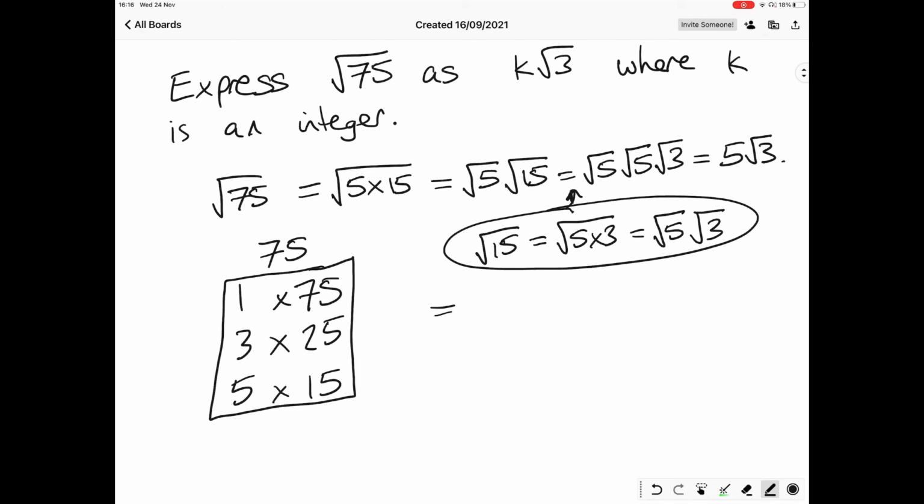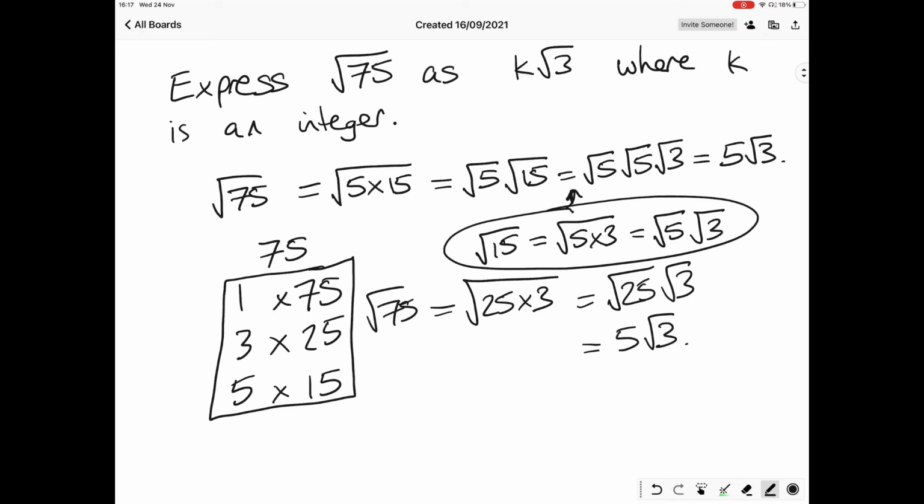So we can say root 75 here equals the square root of 25 times 3. And using that same rule again, the square root of a product is equal to the product of the roots. That's root 25 times root 3. And root 25 just gives you 5 straight away, which is a little bit quicker than the previous method.